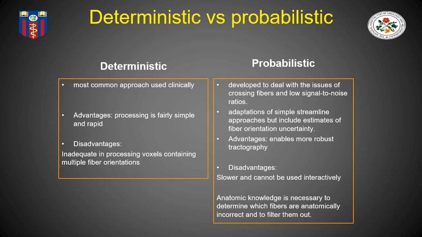The one that is used more commonly in the clinical settings is the deterministic type of tractography, which is easier to achieve. However, it has the disadvantage that it can be more inaccurate when there are multiple fibers that are crossing in the same area. This problem has been trying to be resolved by the probabilistic approach, which, however, is a little bit more complex to be applied and has therefore the disadvantage that it's a little bit slower in the whole process, and also requires the anatomic knowledge to know where the fibers are anatomically incorrect, and they can be filtered out of the 3D rendering.